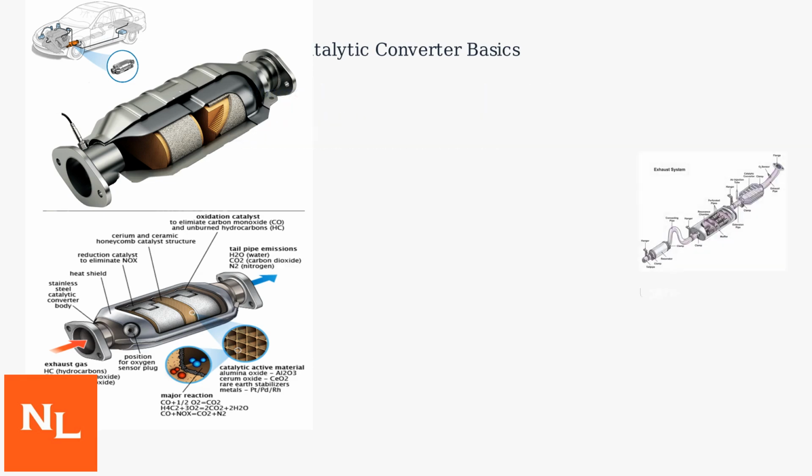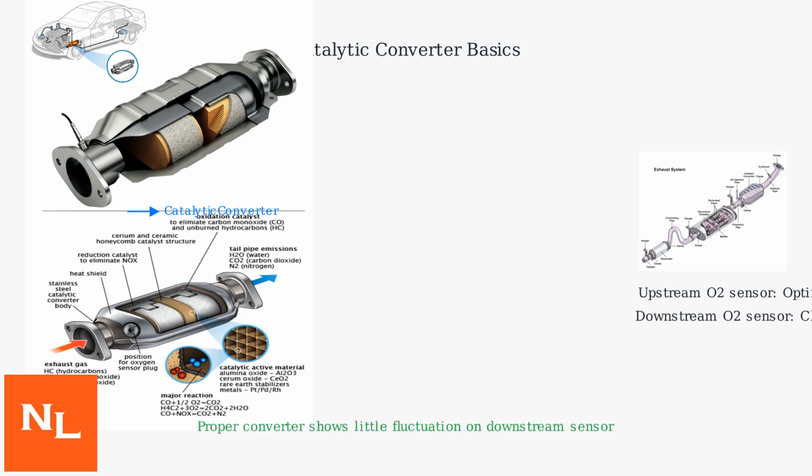Upstream and downstream oxygen sensors monitor exhaust gases before and after the converter. The upstream sensor helps optimize the fuel mixture for the engine. The downstream sensor checks the converter's efficiency by monitoring post-converter exhaust. A properly functioning catalytic converter will show little fluctuation on the downstream sensor, indicating effective pollutant reduction.